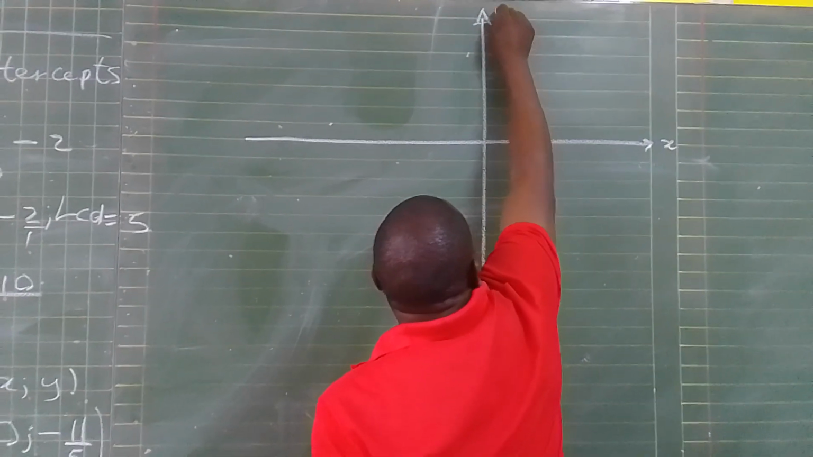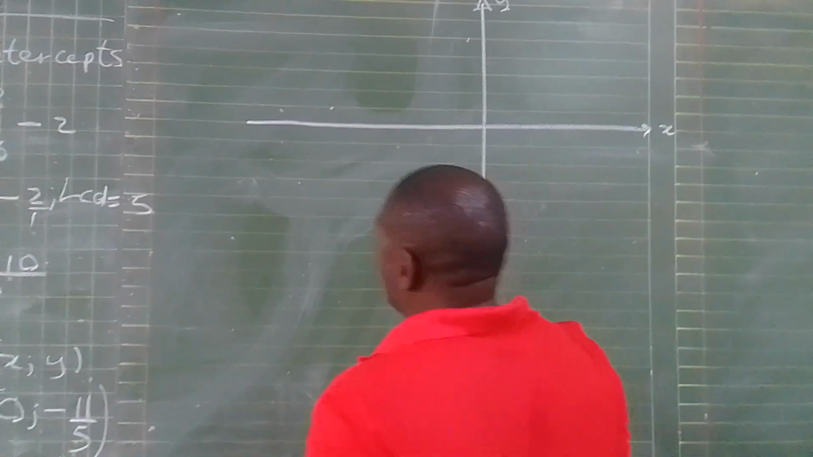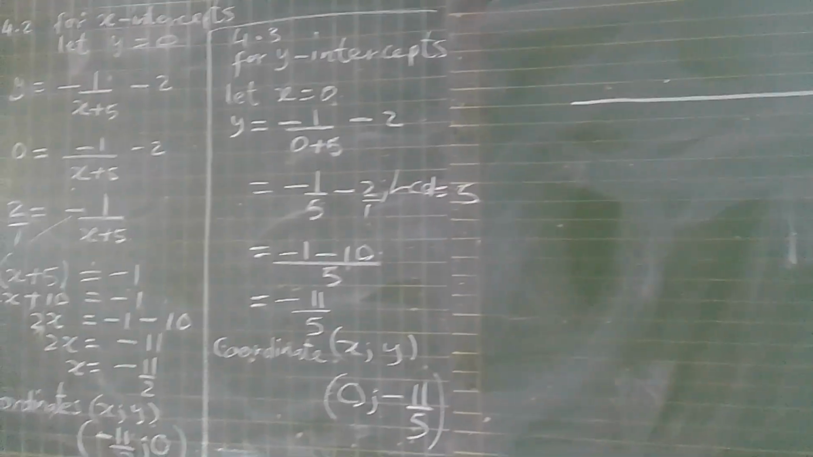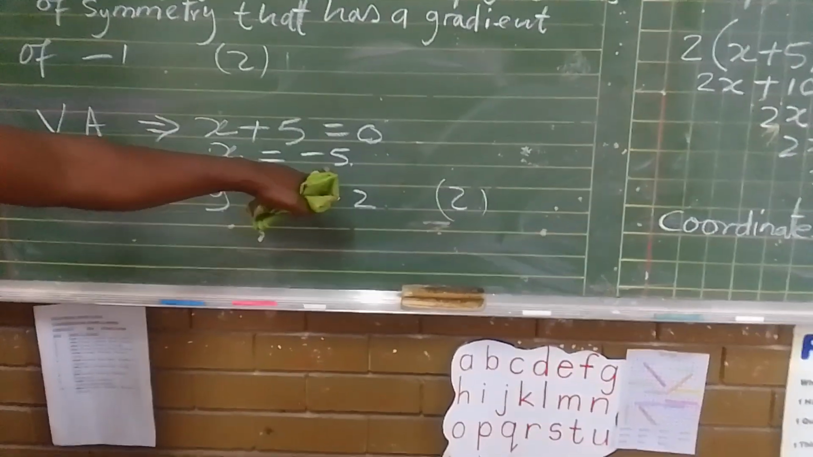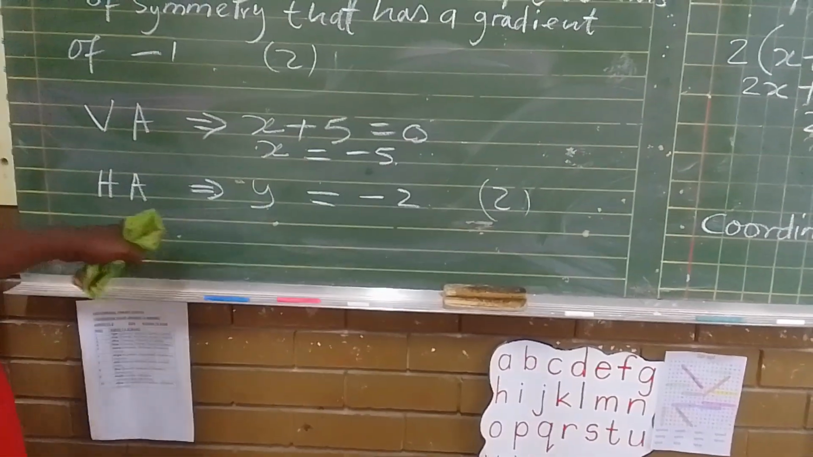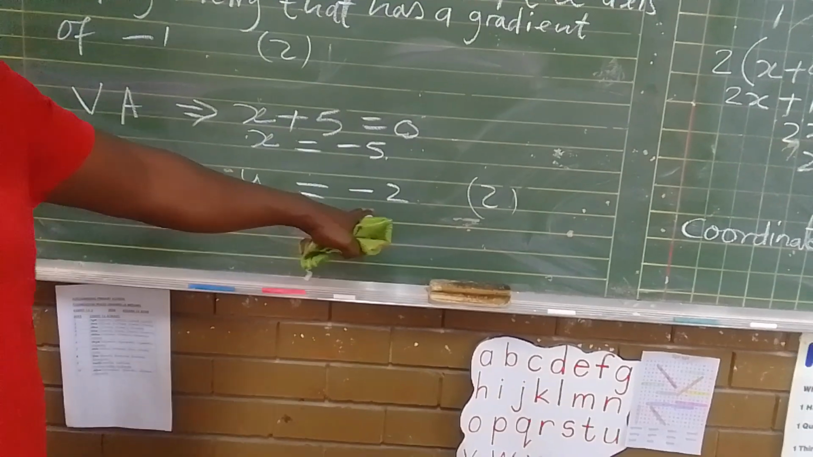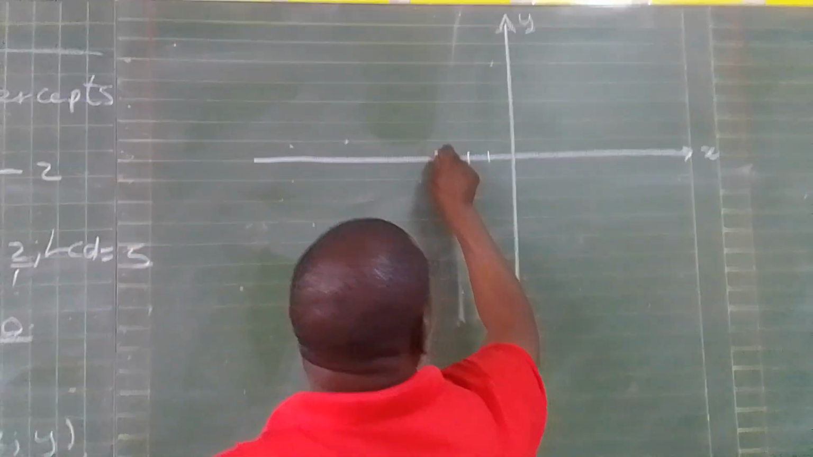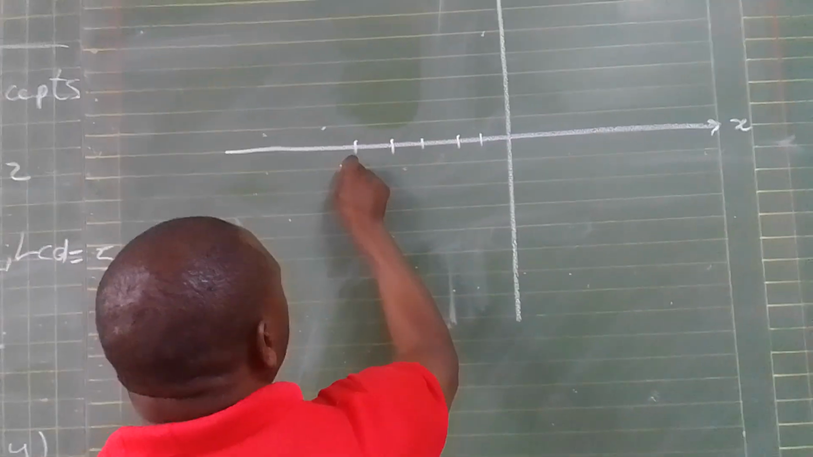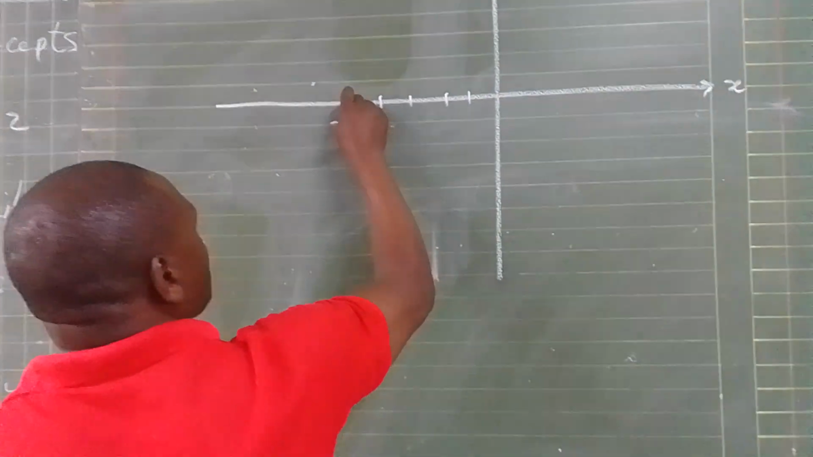X-axis, y-axis. Now we come to find the values that we have just calculated. The vertical asymptote is x equals minus 5, and the horizontal asymptote is y equals minus 2. Minus 5, 1, 2, 3, 4, 5, minus 5, it's here.